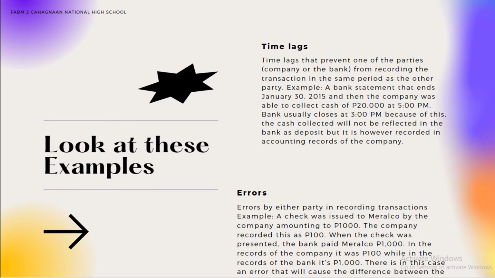Okay, look at these examples. Kung kailan siya hindi na-record ng bangko at hindi na-record ng company. Time lags. Okay, this is the first one. Time lags. What is a time lag? Time lags prevent one of the parties, company or the bank, from recording the transaction in the same period as the other party.